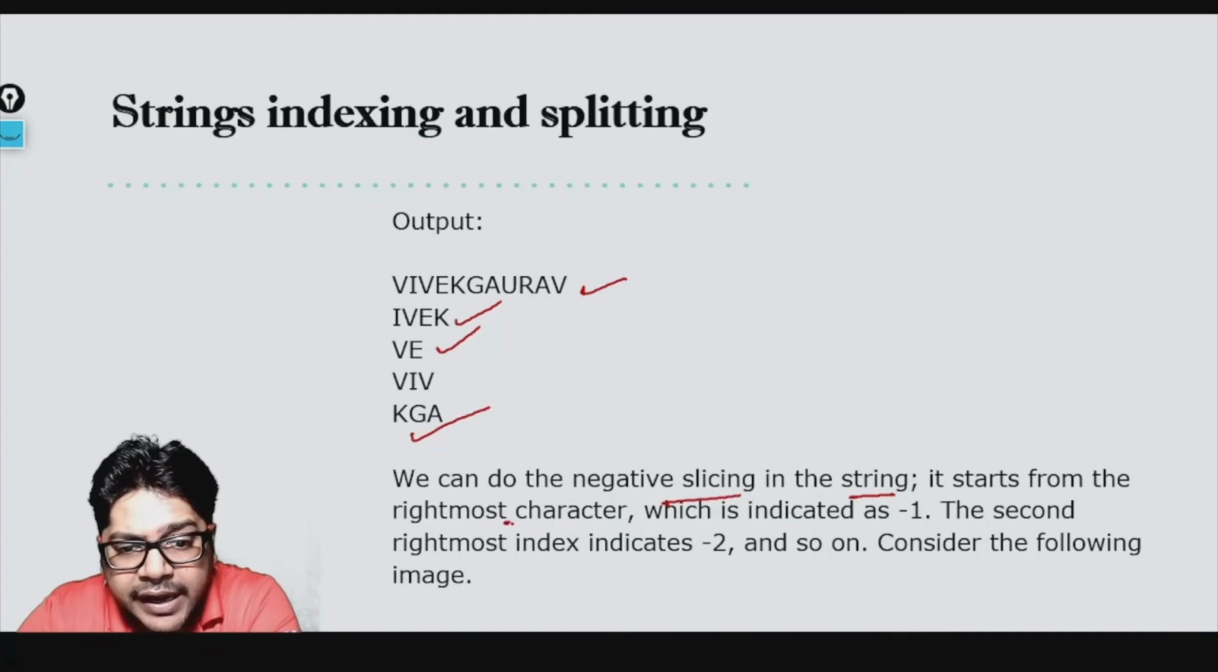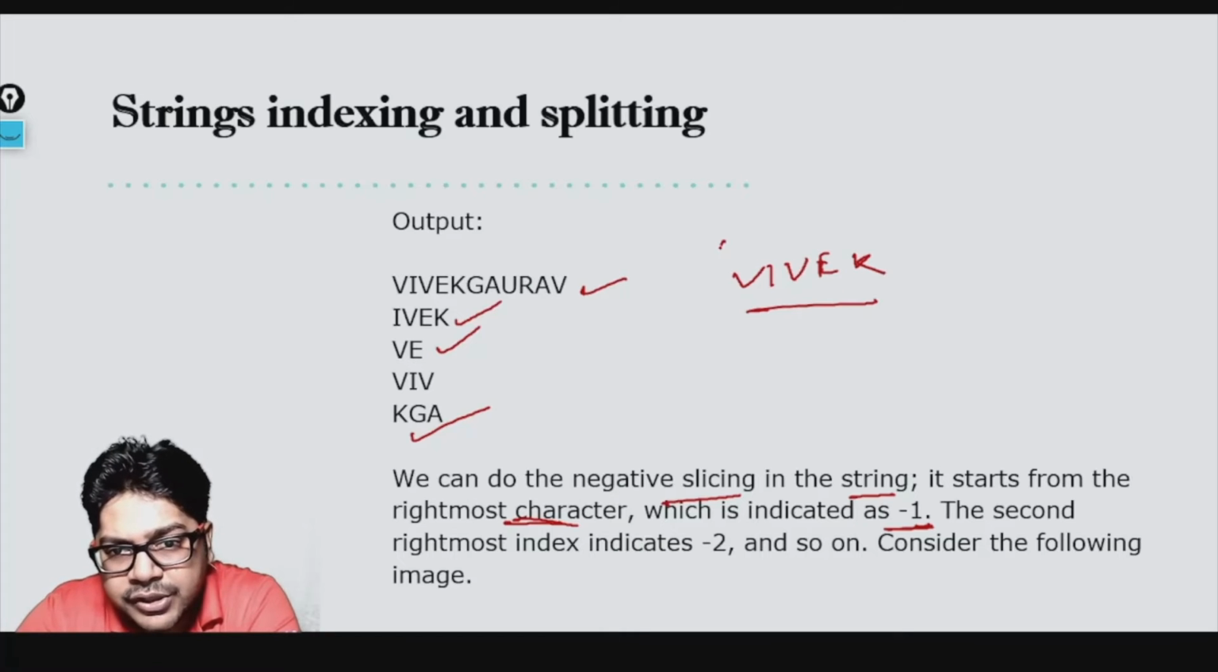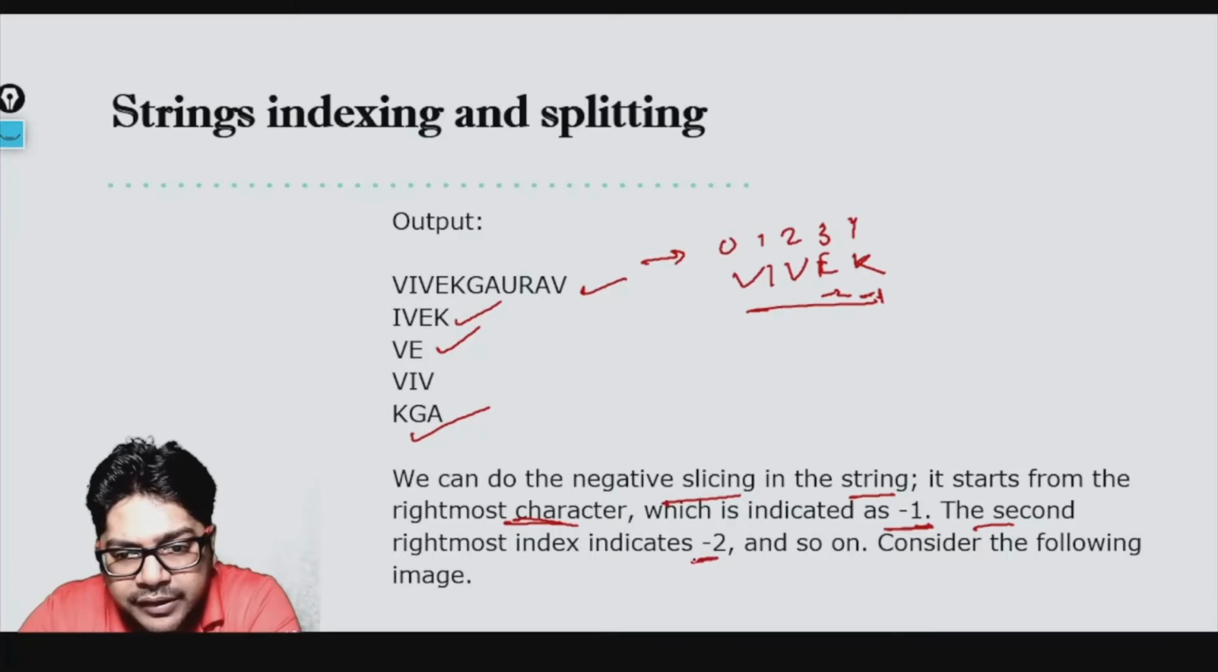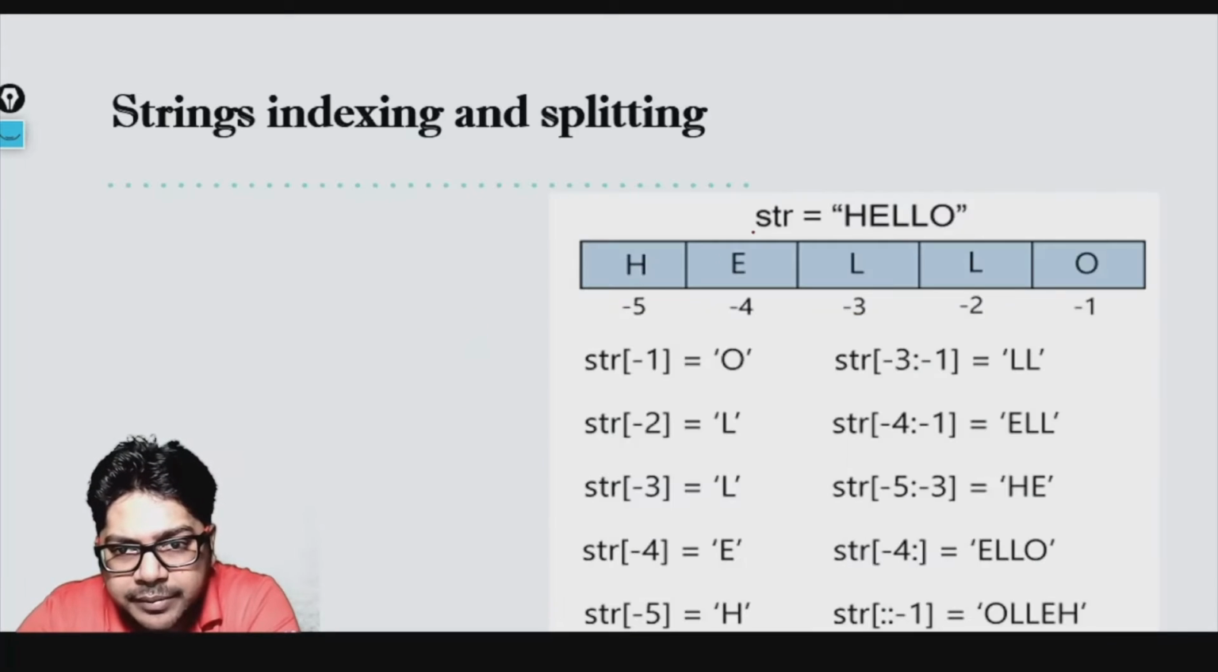It starts from the rightmost character, which is indicated as -1. So one important thing is that there is negative slicing and the last character. Suppose I have a name Vivek, so 0, 1, 2, 3, 4. This is how we write the index, but the last index is -1, the second rightmost index is -2, and so on. Have a look at this image. Now 0, 1, 2, 3, 4 is what we have normally, but here you see negative indexing -1, -2, -3, -4, -5.